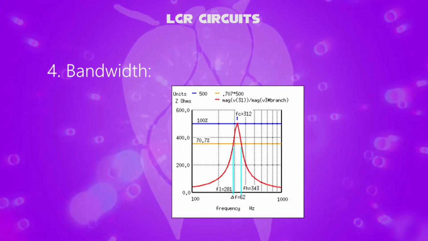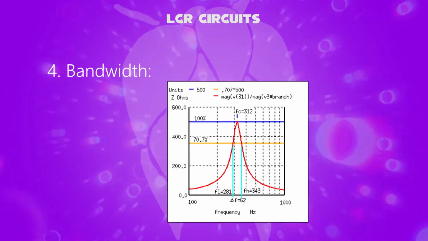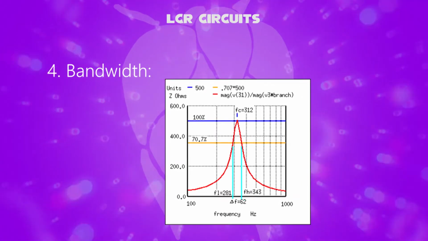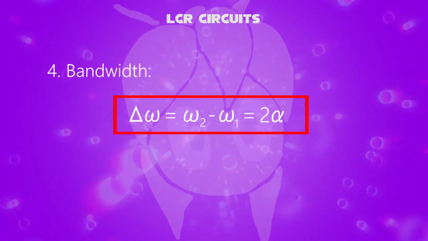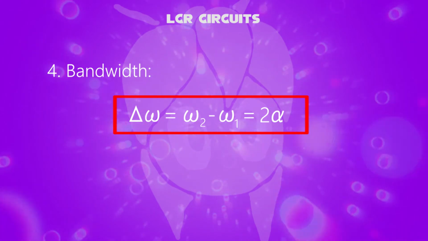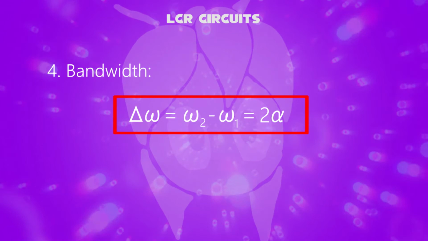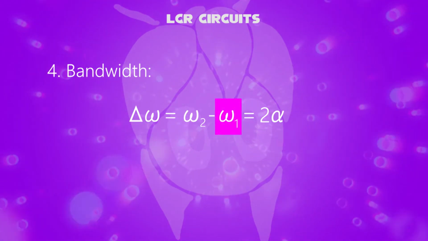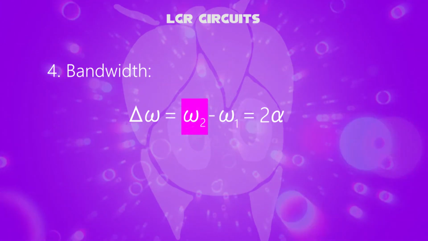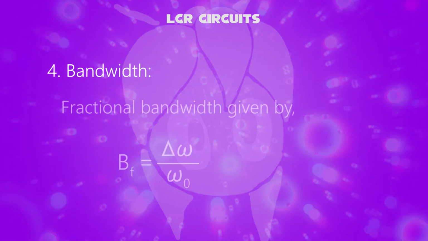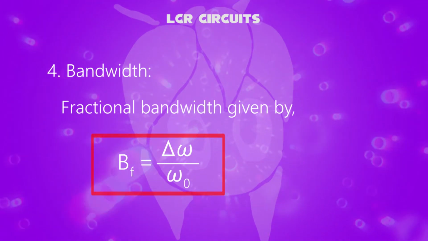Next, for bandwidth. The bandwidth is measured between the cutoff frequencies, most frequently defined as the frequencies at which the power passed through the circuit has fallen to half the value passed at resonance. It is denoted by delta omega. We write delta omega equals ω2 minus ω1, also equal to 2 alpha, where ω1 denotes the lower half power frequency, and ω2 the upper half power frequency. For a fractional bandwidth, we write BF equals delta omega divided by ω0.